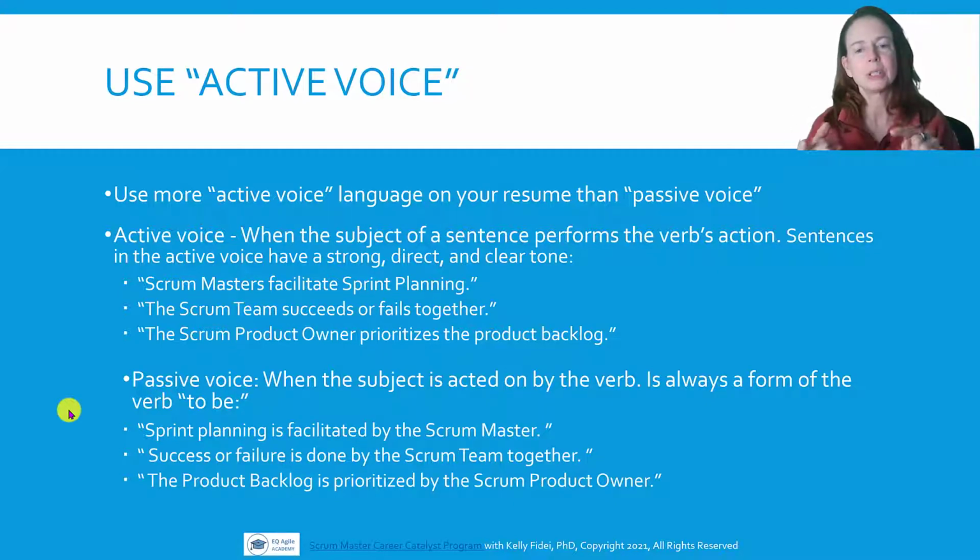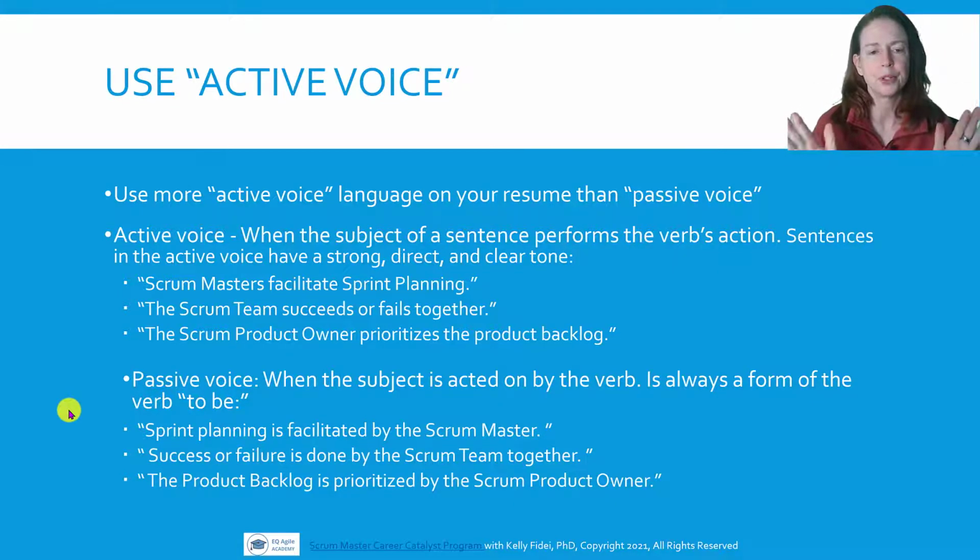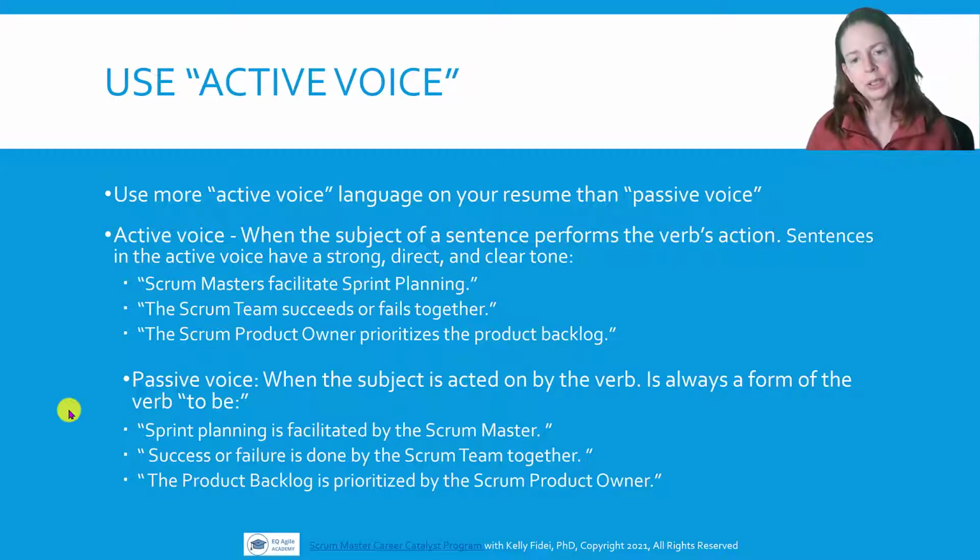Versus passive voice, which we want to avoid. That's when the subject is acted upon by the verb. It's always a form of the verb to be. Examples. Sprint planning is facilitated by the Scrum Master. Success or failure is done by the Scrum team together, or the product backlog is prioritized by the product owner versus the product owner prioritizes the backlog. Do you see the difference?